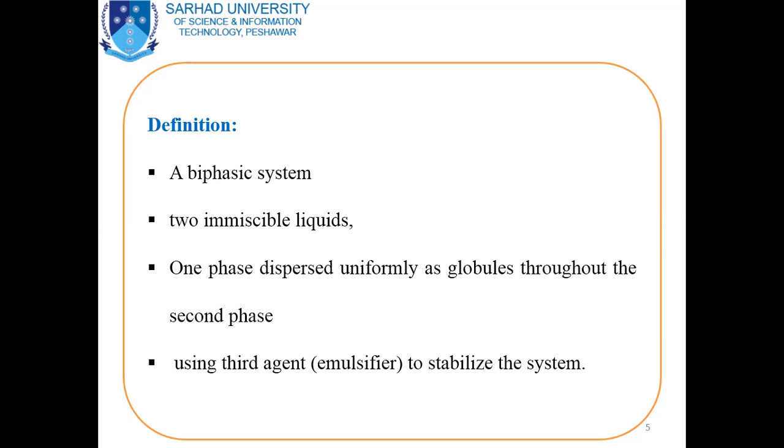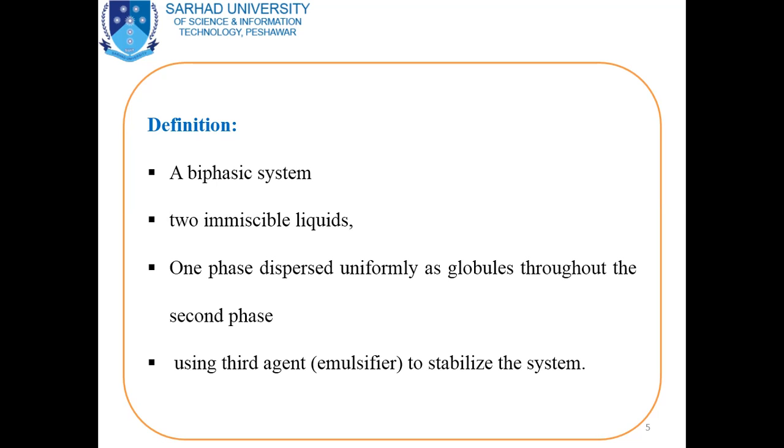Hence, another substance, termed an emulsifying agent, or a third agent, that is emulsifier, is added to reduce the interfacial tension between these two phases, oil and water, and stabilize this system. Such a biphasic system, which is stabilized by the use of a third agent termed emulsifier or emulsifying agent, is termed an emulsion.